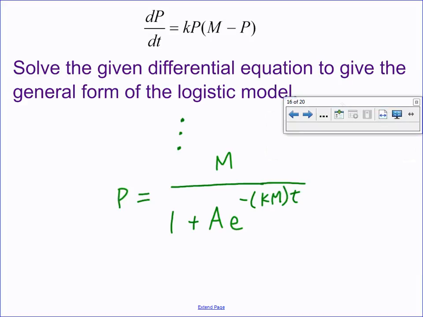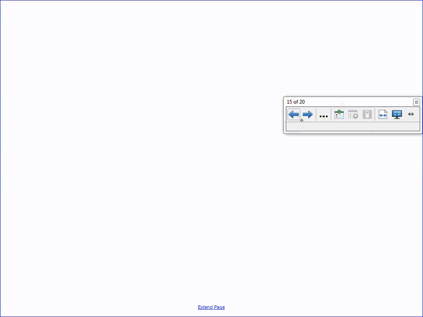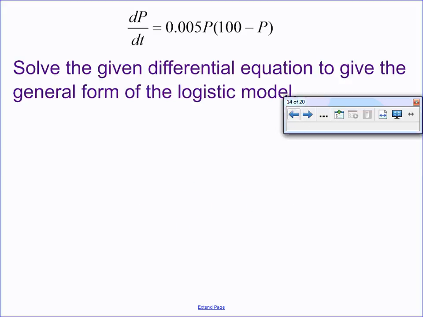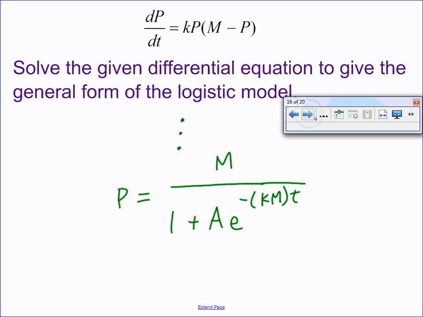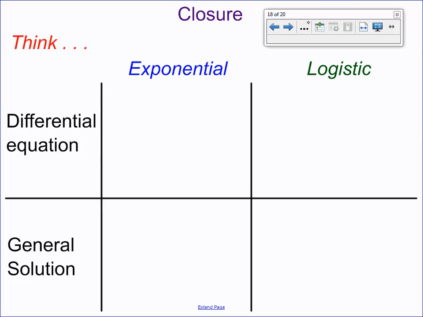The activity key shows my work in solving the specific one when K is 0.005 and my limiting carrying capacity was 100 individuals. What you're going to do then for closure is go ahead and fill in my chart. And so here we've got a differential equation for exponential model versus logistic model, and then the general solution for exponential model versus logistic model. And so this is kind of the AB, right? Sort of did the exponential model, and that's how we started today's class period. By the end of today's class period, we got the logistic. Please use constants, right? Don't need any numbers here.